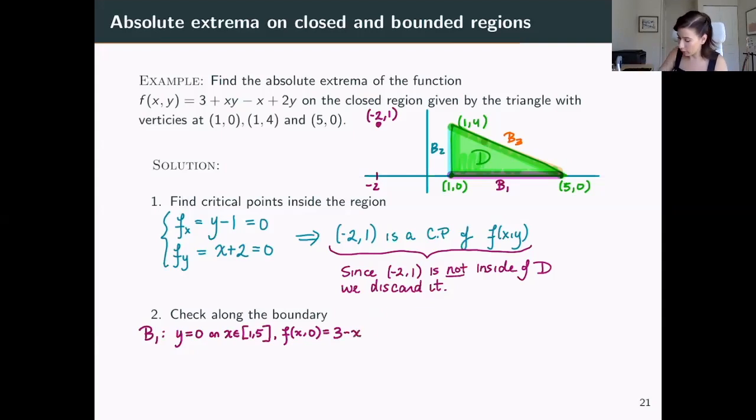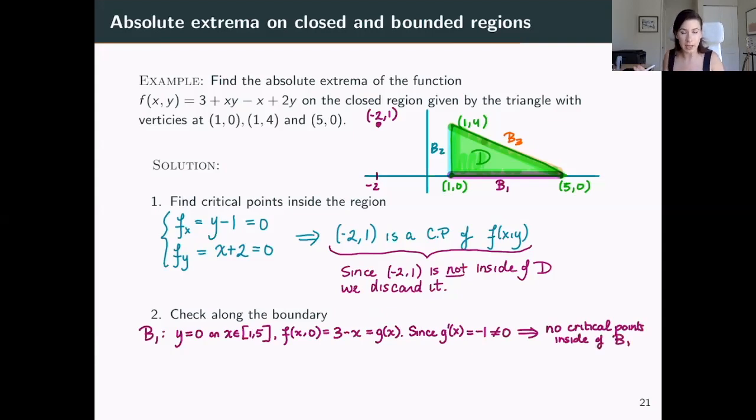This is a function, we could call it g of x, and we can evaluate the derivative of g. Since our g prime of x is equal to -1, which is not equal to 0, this implies that there are no critical points inside of our boundary B1.